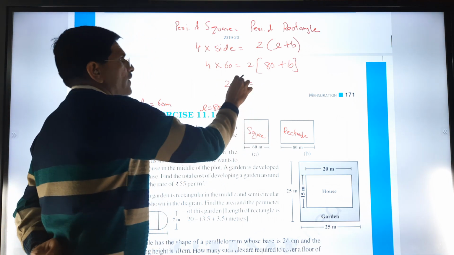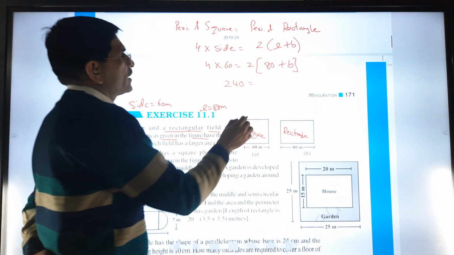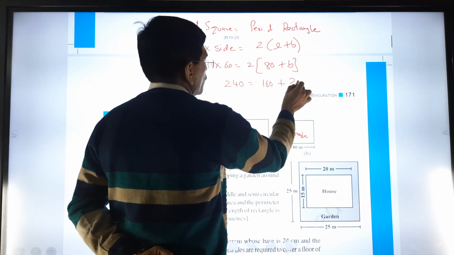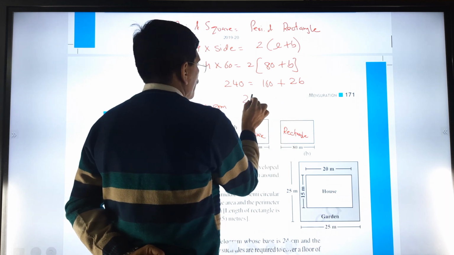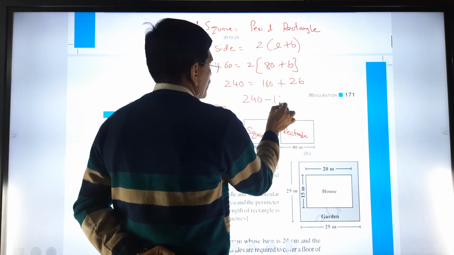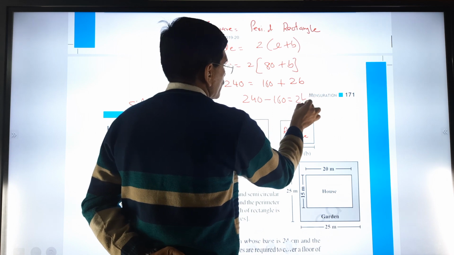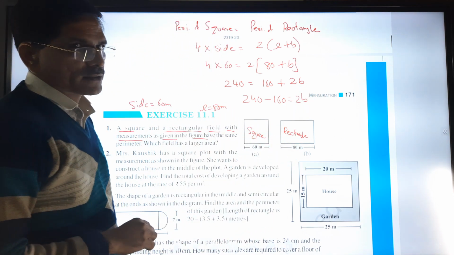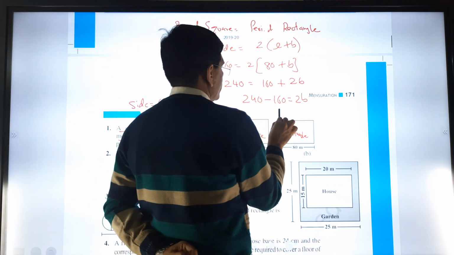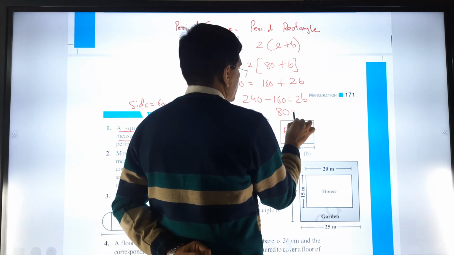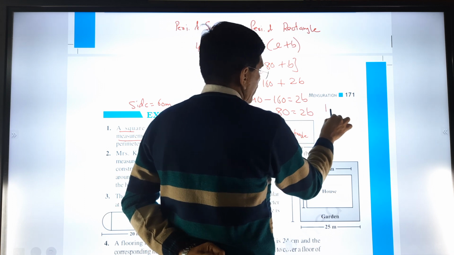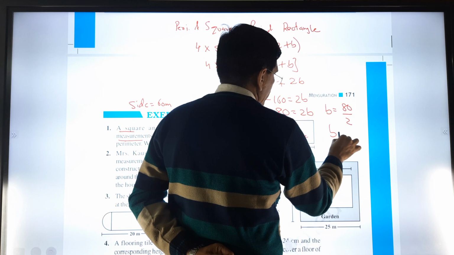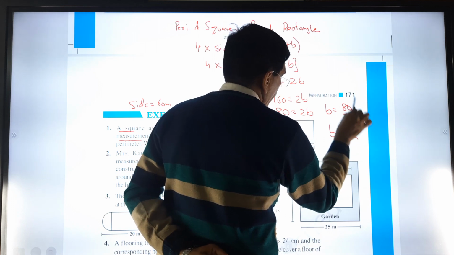Now if I multiply here, we get 240. If I open the bracket, I will get 160 plus 2b. So 240 minus 160 is equal to 2b. 240 minus 160, that is 80, is equal to 2b. Therefore breadth is equal to 80 divided by 2, that is 40 meter.